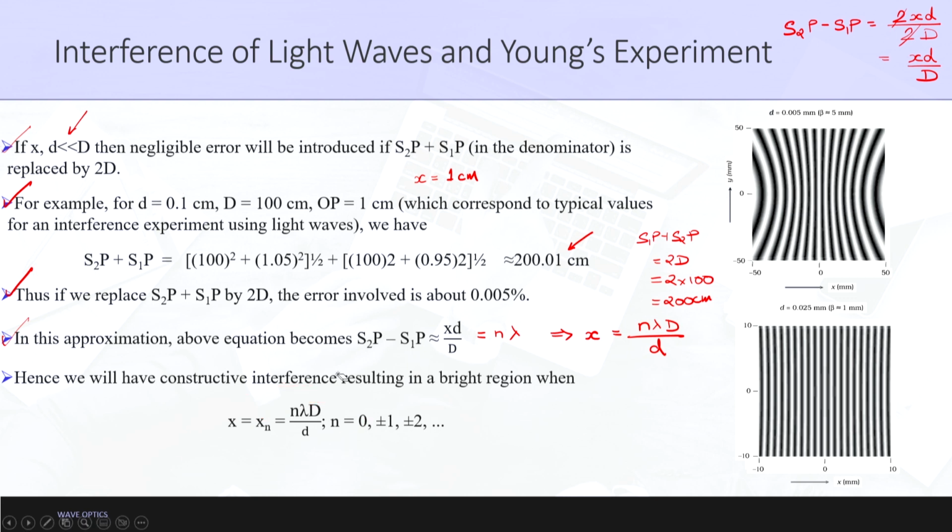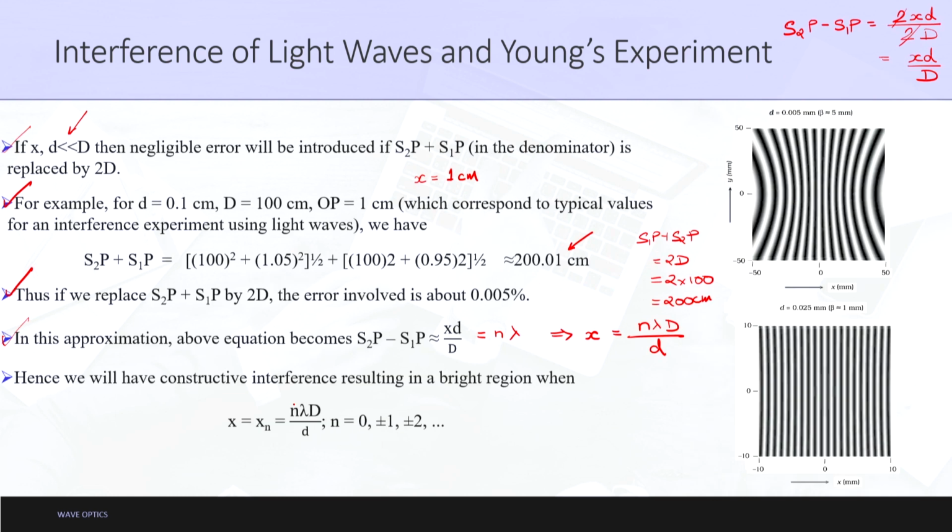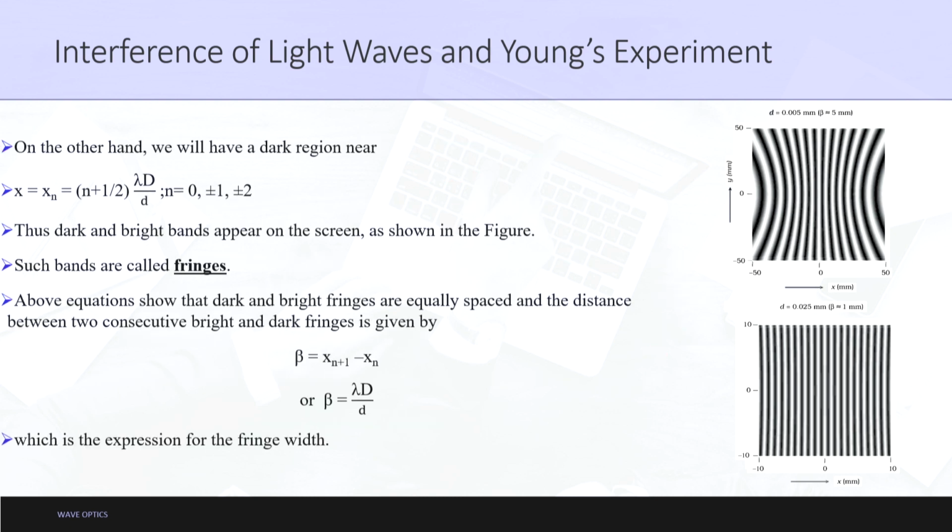So we will have a constructive interference resulting in a bright region when x is equal to xn, equal to n lambda capital D by small d, where n can be 0, plus minus 1, plus minus 2. To explain the complete statement again, this is the only explanation when we need to find out the bright fringe. For the bright fringe, S2P minus S1P should be equal to n lambda. If S2P minus S1P is equal to n lambda, then after mathematical formulation we find that distance x should be equal to n lambda capital D by small d. So this is the final explanation for interference of maximum intensity, and then let us move on to the dark region.